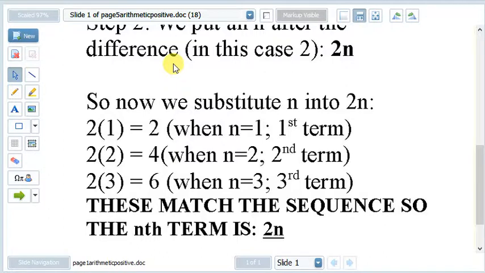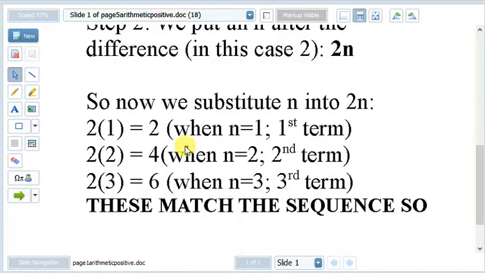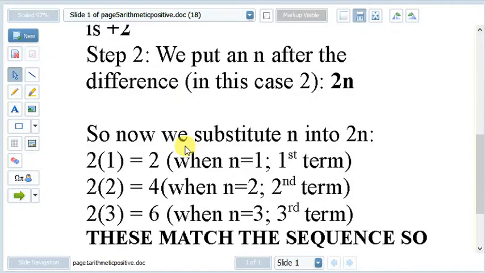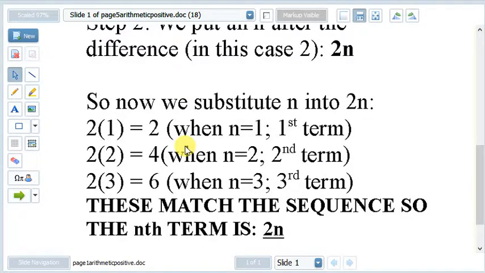Step 3, now we substitute n equals 1 into 2n. 2n is a nice way of writing 2 times n. So 2 times 1, and that should give us our first term. 2 times 1 is 2, and if we're after our third term we would substitute n equals 3 into 2n. So it would be 2 times 3, which is 6. As you can see, the first term is 2, the second term is 4, and the third term is 6, which match. So therefore the nth term is 2n.